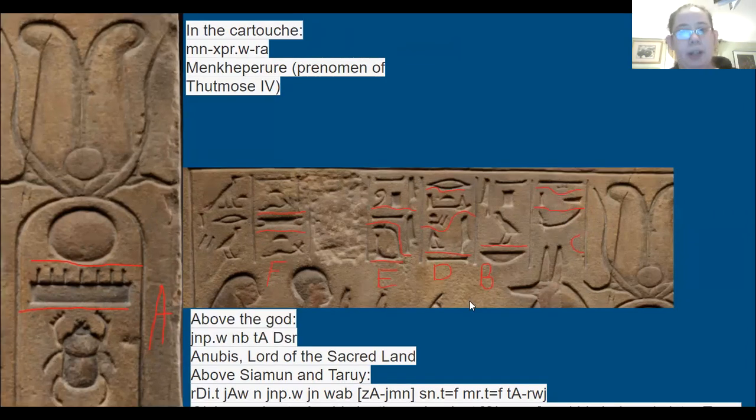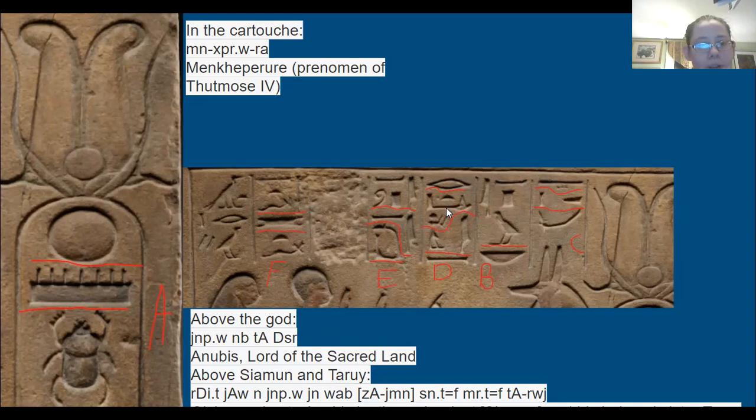I've then labeled those in alphabetical order as well. So this is JNP, dot W, dot NB. So this I'm pretty sure is Anubis. And then we have that NB. So Anubis, Lord, foremost of. And then we have this T alf, which is that land. So here I'm pretty sure it might be this whole thing, so that red dividing line might not need to be there. And then that capital D SR, the underlined D, which is sacred, which is this.